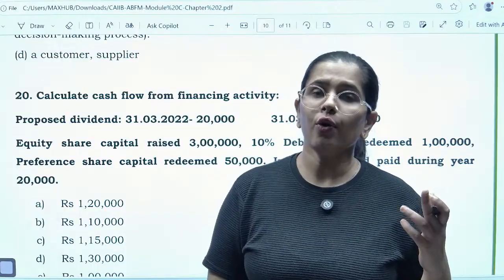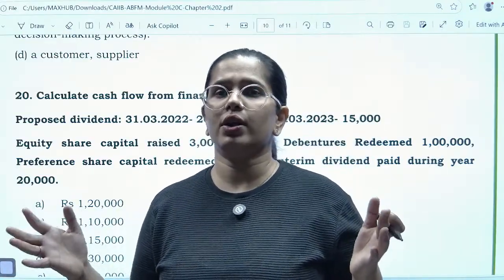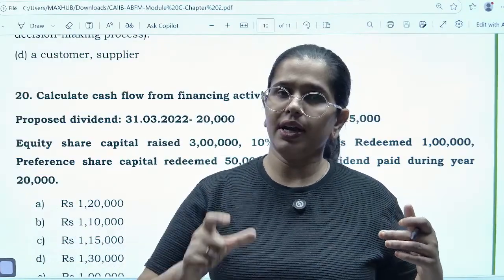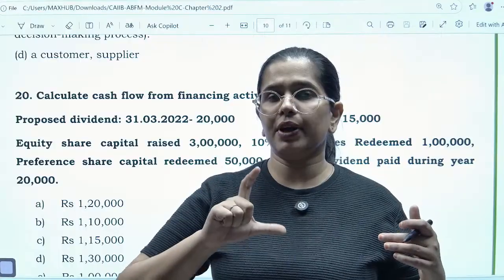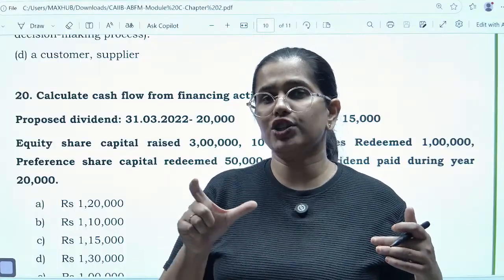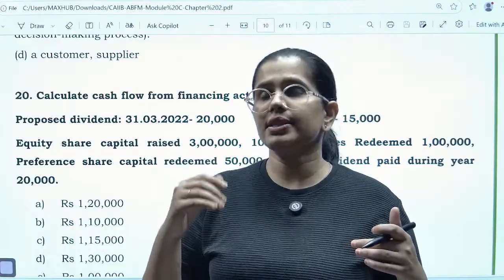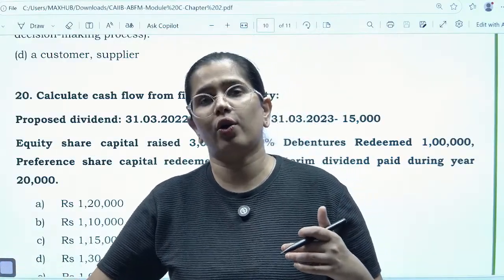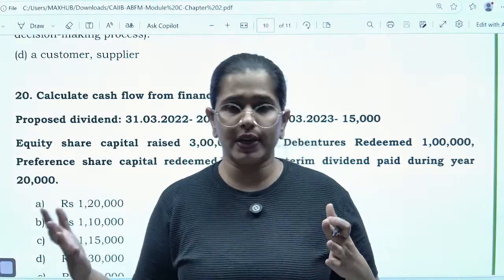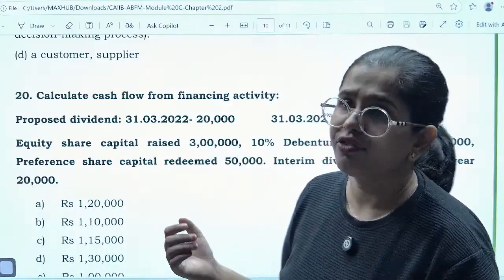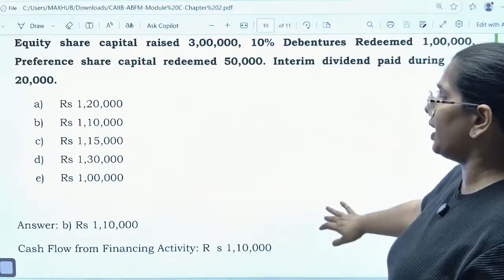Now number 2, proposed dividend and interim dividend, what is the difference? Interim dividend is a kind of dividend which is paid between two AGMs, annual general meetings, right? And your proposed dividend is given to the shareholders at the AGM usually. That is why they are different and have been deducted separately.